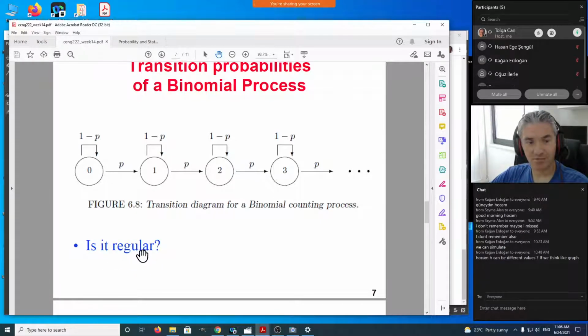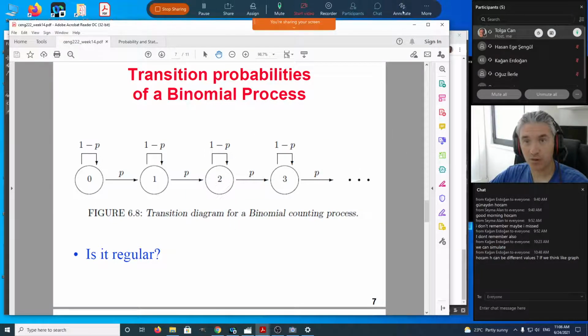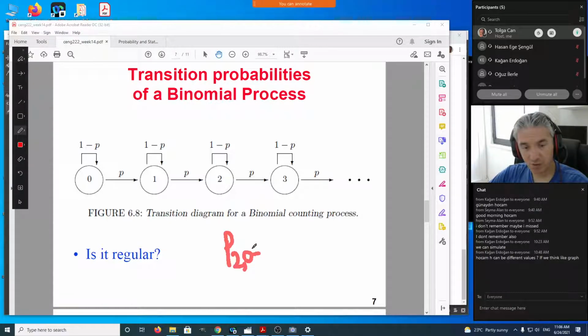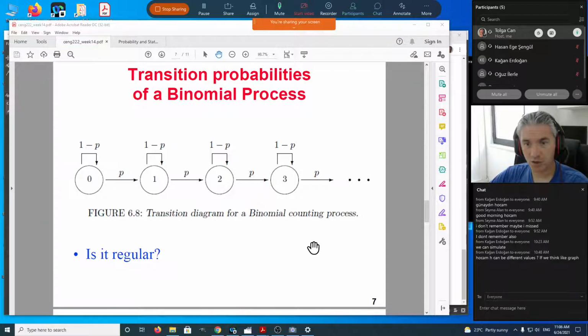I already answered this question. Is it regular? It's not regular, because when you are at state 2, the transition to state 0 is going to be 0 in any h-step probabilities. In other words, we can write this nicely: P20 is always 0. It's impossible. In a counting process, going from state 2 to state 0 is impossible. It's always 0 for all h, which means that it's not regular. It's irregular.